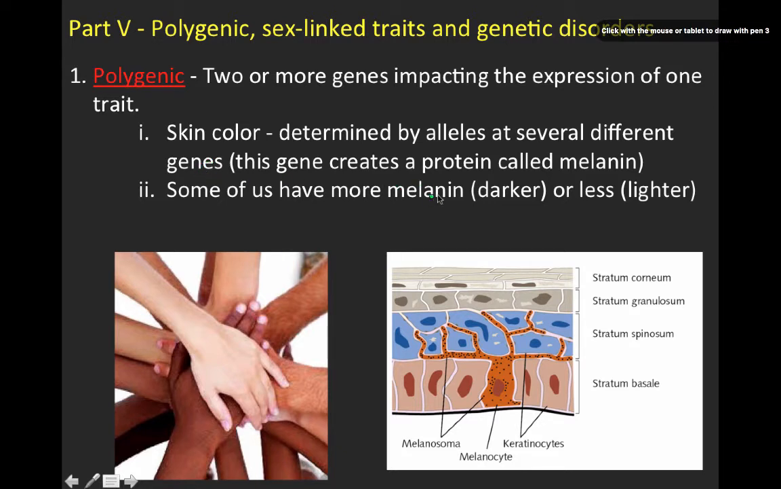Some of us have more melanin, which makes us darker, or less, that makes us lighter. But essentially, the melanin is the thing that produces those shades of brown that make up skin color. So two or more genes are responsible for impacting that, leading to ultimately the skin color that is expressed by us. An interesting note is that all of us have the same number of cells that make melanin. Those melanocytes are cells that make melanin. Some just make more or less, but otherwise we're all exactly the same with cell number.